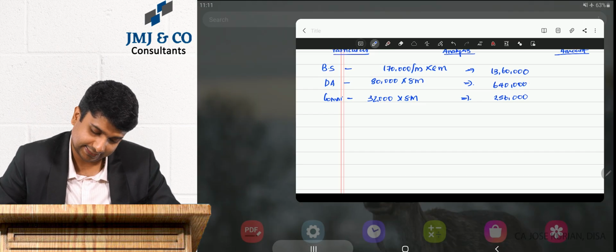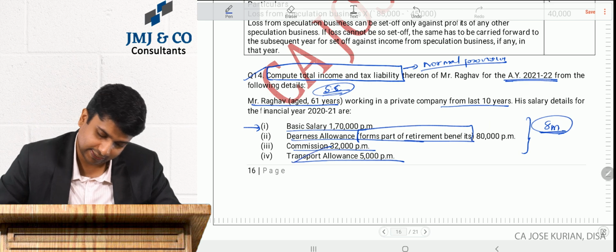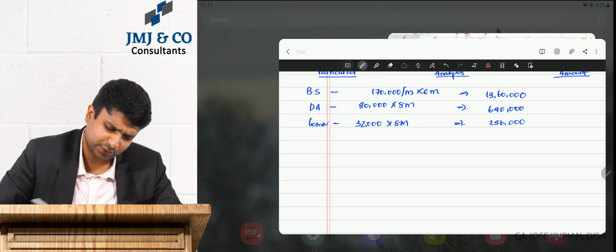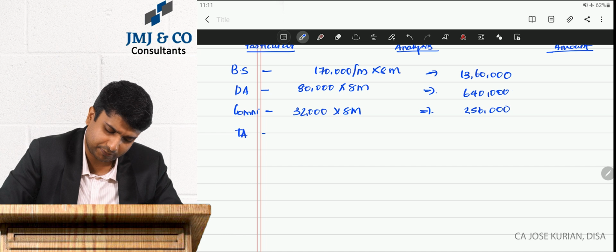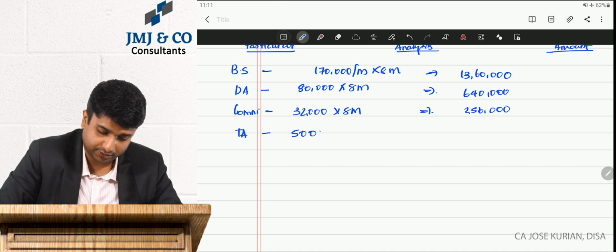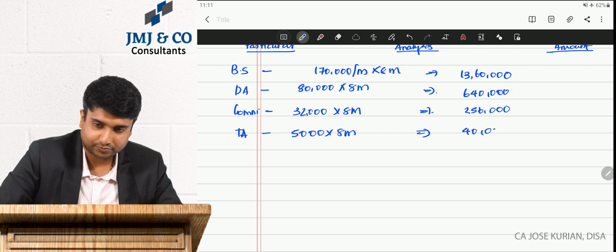2,56,000. What is the next item, friends? It is transport allowance, and that is 5,000 per month. For transport allowance, you are not eligible to claim any exemption. So 5,000 per month into 8 months, so it is 40,000 rupees.